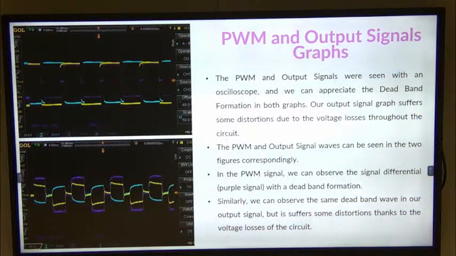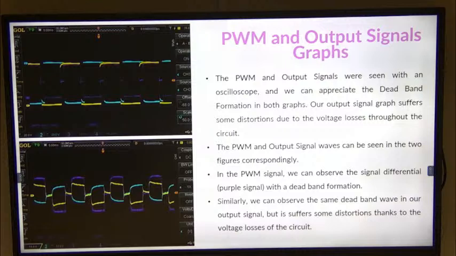And then we have our final signals. The signal shown above is our PWM signal, and the signal shown below is our output signal. In both we can appreciate the deadband formation. The output signal graph suffers some distortions due to the voltage losses throughout the circuit. That is why the higher signal looks a little bit more square and perfect in comparison to the lower one.